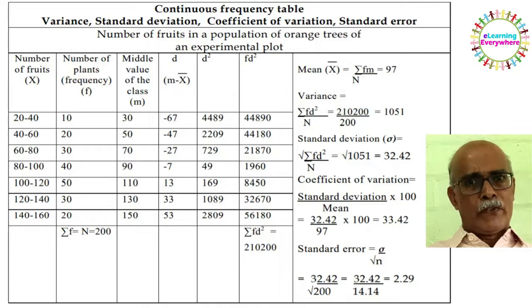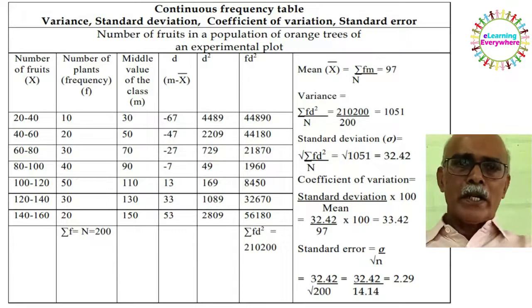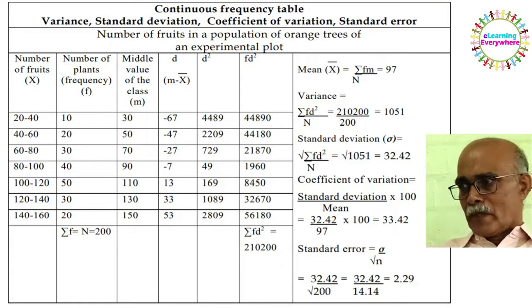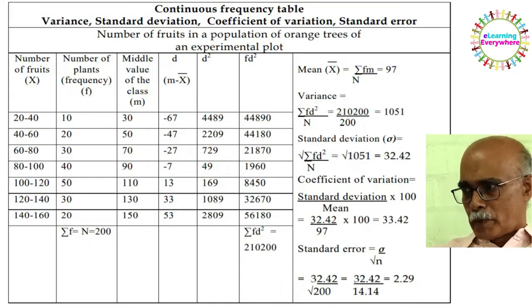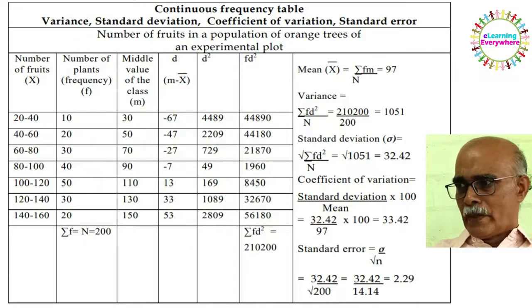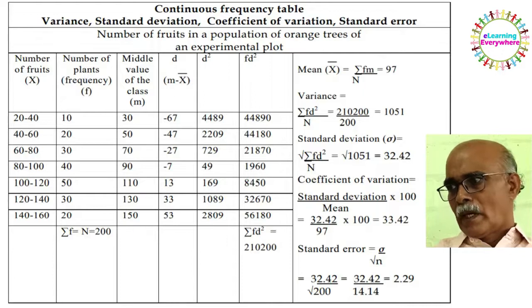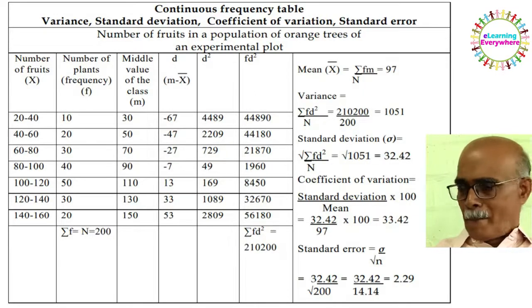And then next is the calculation of D, and here also it is x minus x bar, and here x means m. So you can say that D is m minus x bar, and the mean has been calculated already. Mean in the case of the given distribution is sigma f m by n, it is 97. And the difference m minus x bar is taken, middle value minus the mean, and you get all the values of m minus x bar. So there are several values for m minus x bar.